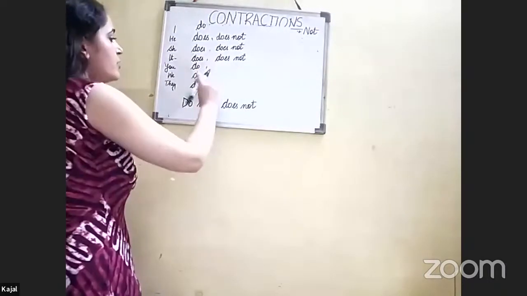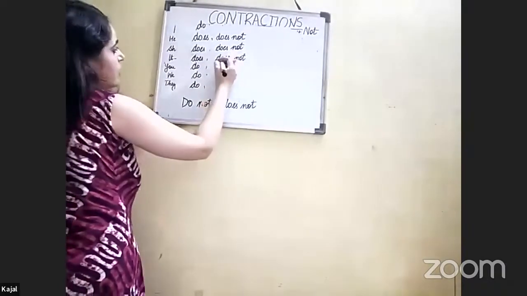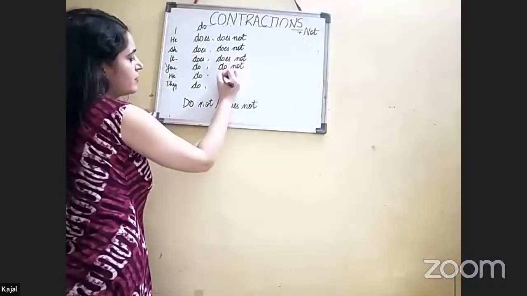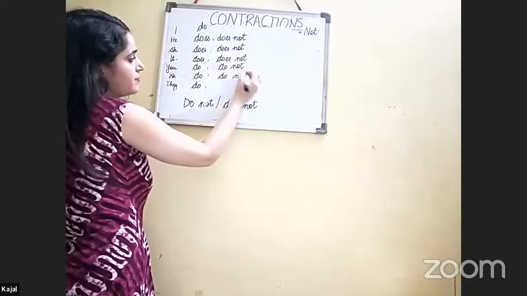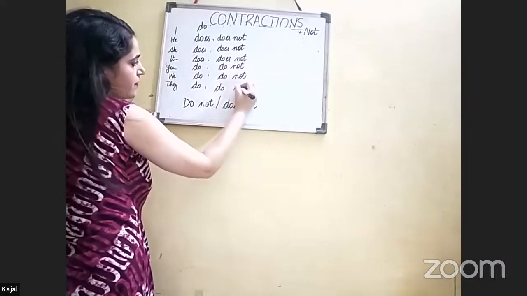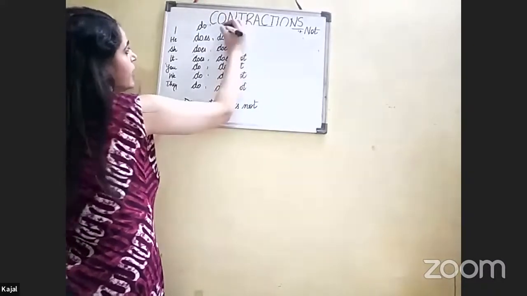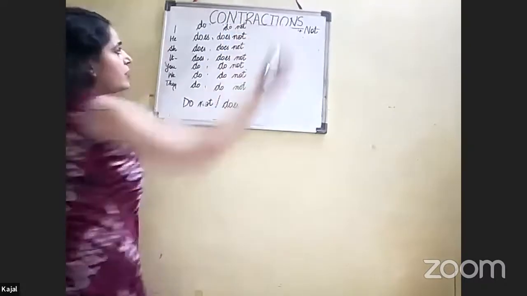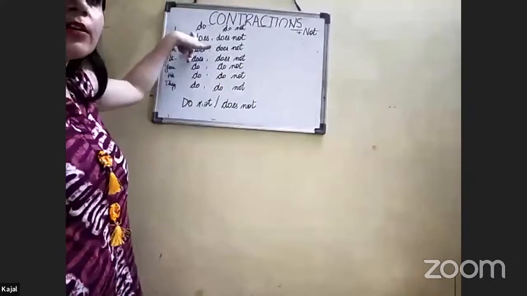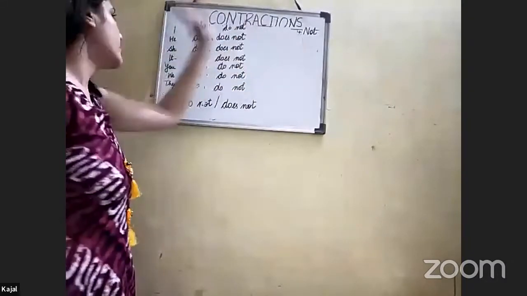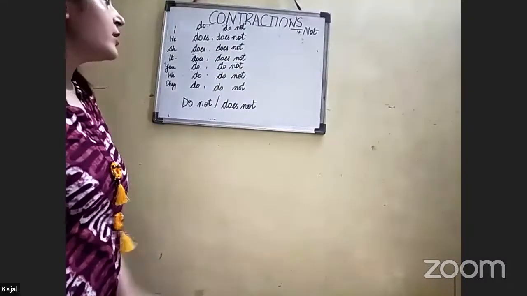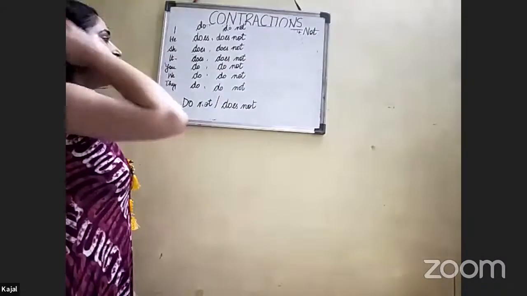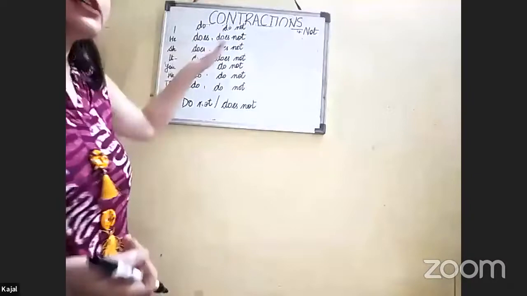Okay? So we have the negatives do not, and do not. And I do not. So it's like I do my work on time, I do not do my work on time. He does his work on time, he does not do his work on time. She does her work on time and the same thing.